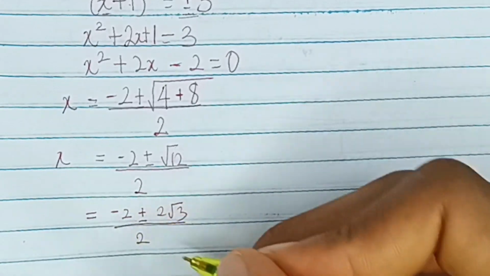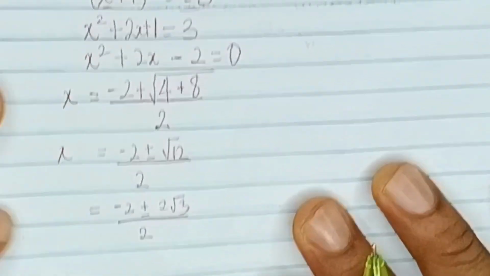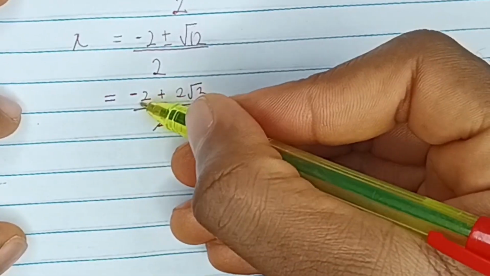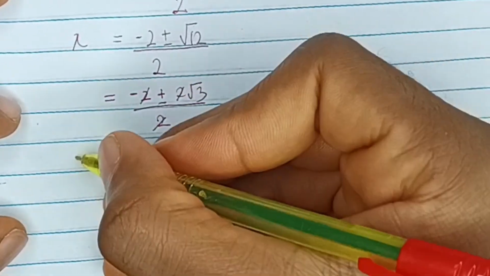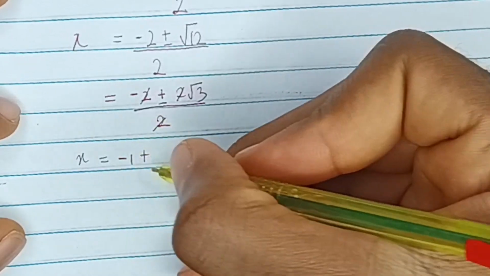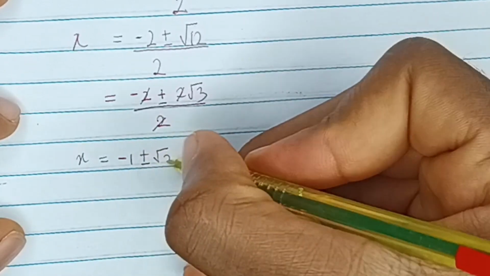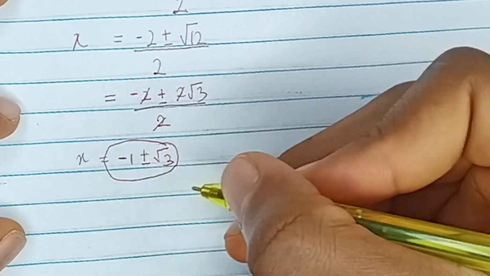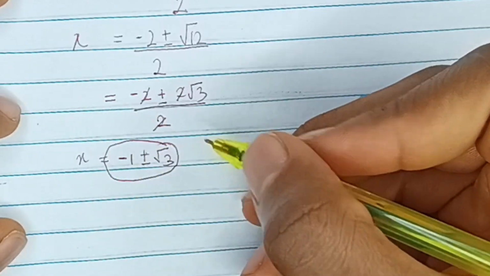From here, you can see that 2 is going to take 2 on this side and this side. So we have that x is equal to minus 1 plus or minus root 3. And these are two answers for x, and these are the first two answers.